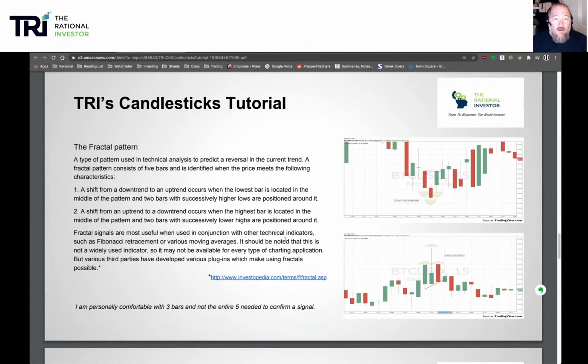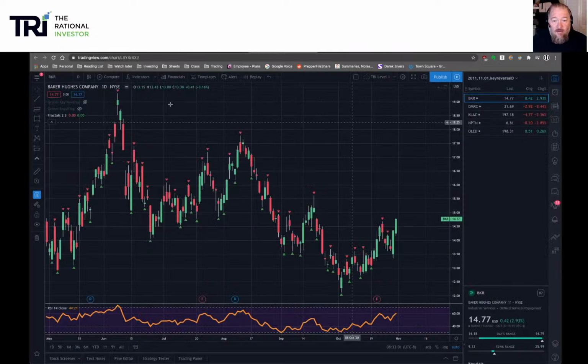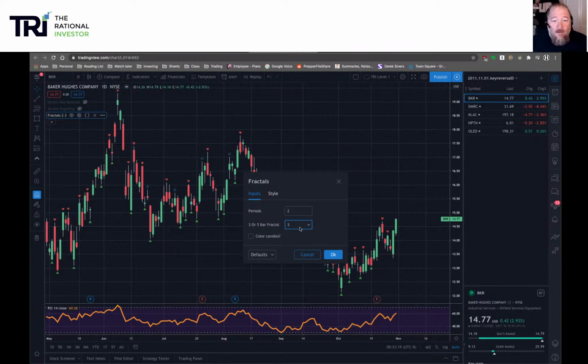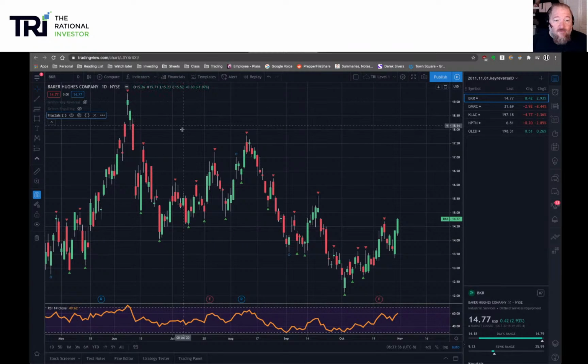Out in the world, some schools of thought say you need 5 bars to confirm a fractal, so a break of the 5th bar. So that's the middle candle, and then 2 successively lower highs or 2 successively higher lows, right? You can look at those in here. At TRI, because we are looking at this market structure only in combination with these other indicators, we're totally fine with a 3-bar fractal. But some schools of thought are going to want to look for 5-bar fractals.